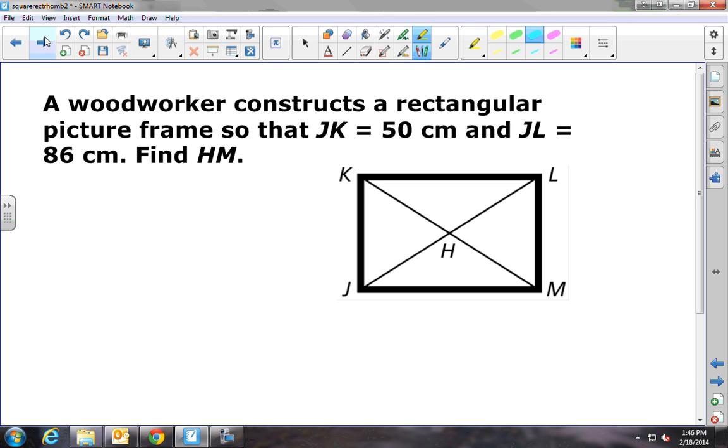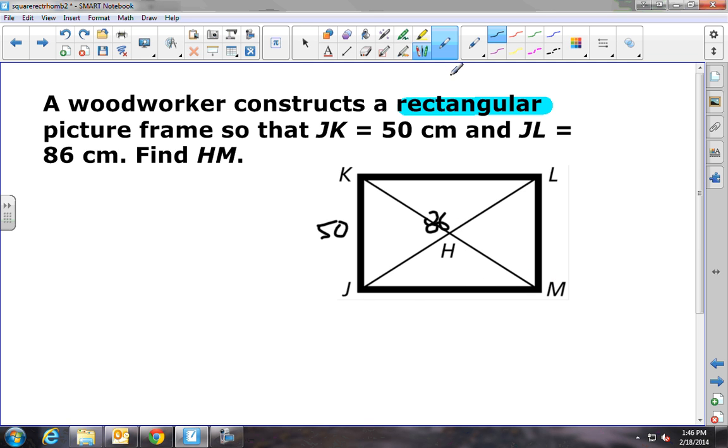All right, let's look at some practice problems here so we can get an idea of why we need to understand these properties. Here it says a woodworker constructs a rectangular picture frame so that JK is 50 and JL is 86. So let me label J to K is 50 and JL is 86. And they want us to find HM, from here to here.